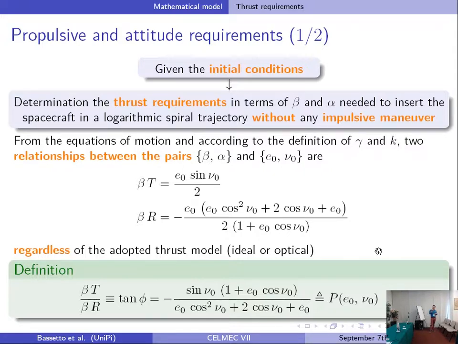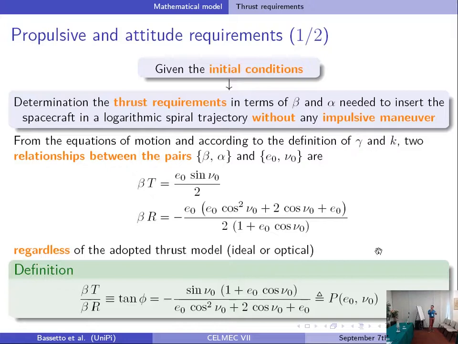Now, from the equations of motion, and according to the definition of gamma and kappa, it is possible to derive two relationships that relate the pair beta, alpha and the pair e0, nu0. These two relationships are these ones. Note that these two relationships are valid regardless of the adopted thrust model, ideal or optical. At this point, we define a function of e0 and nu0, p here, as the ratio between beta t and beta r. Of course, this function coincides with the tangent of the thrust angle phi.